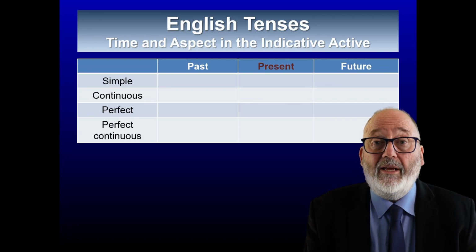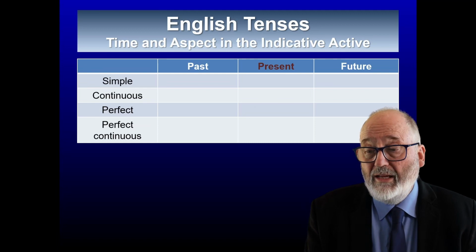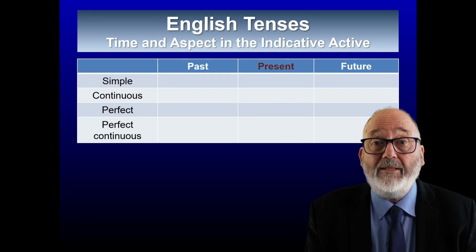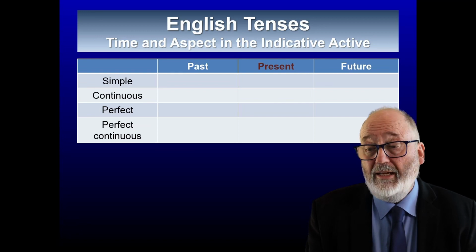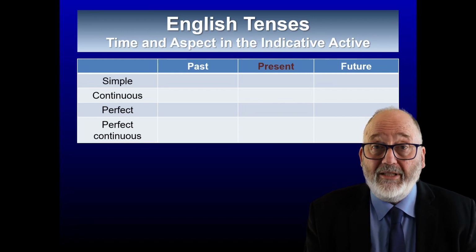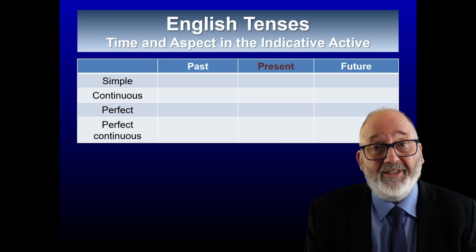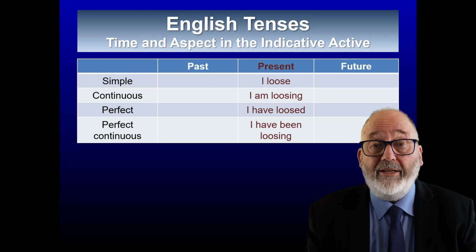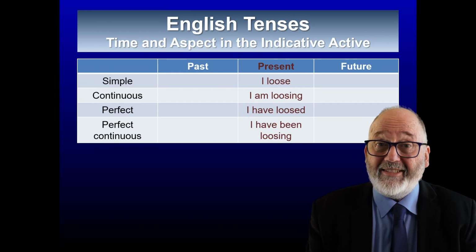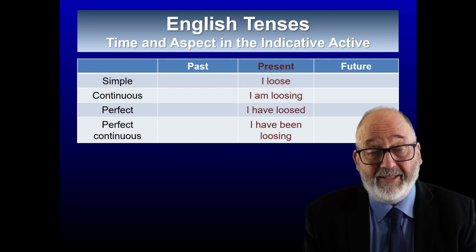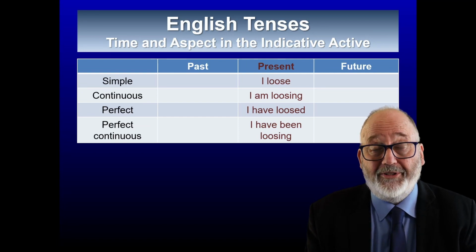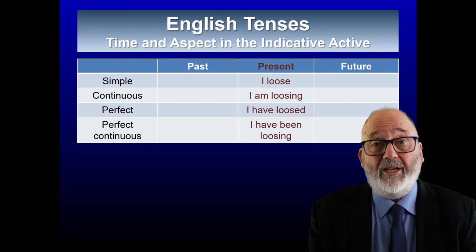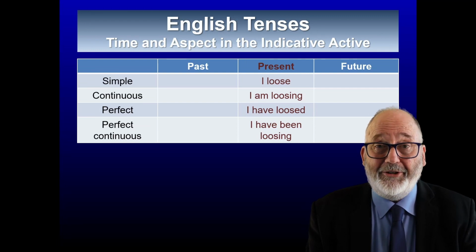And each tense has 4 aspects. They have a simple aspect, continuous aspect, a perfect aspect, and a perfect continuous aspect. Well, what does that mean? Let's give examples of the present tense in its 4 aspects. And the example I've chosen, as you might expect, is the word I loose. That is because luo is the word we use for the paradigm of the regular verb in Greek.